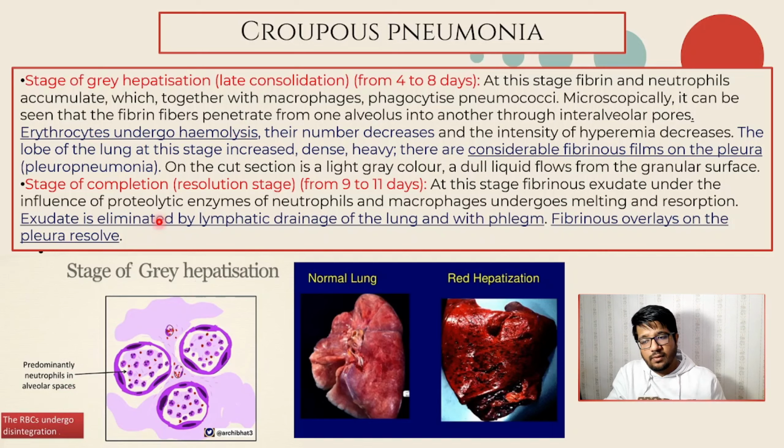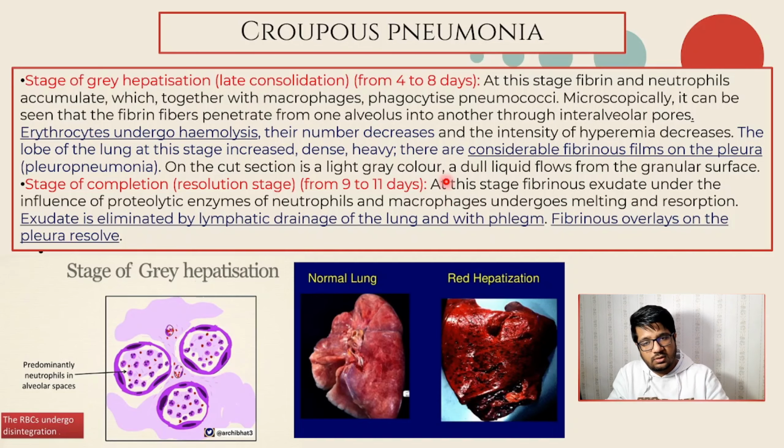Then we have the stage of completion, called the resolution stage. In this stage the fibrinous exudate is melted under the action of proteolytic enzymes of the neutrophils and undergoes resorption. So the exudate is eliminated from the lungs by the lymphatic drainage of the lung and the phlegm. And the fibrinous overlays of the pleura that came in the stage of gray hepatization also resolve.